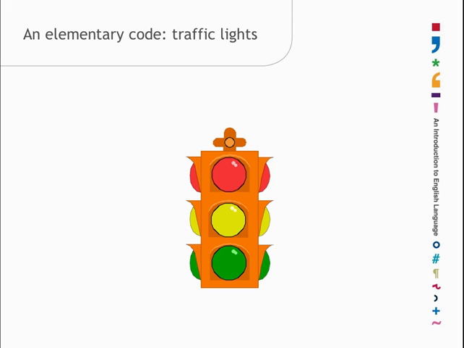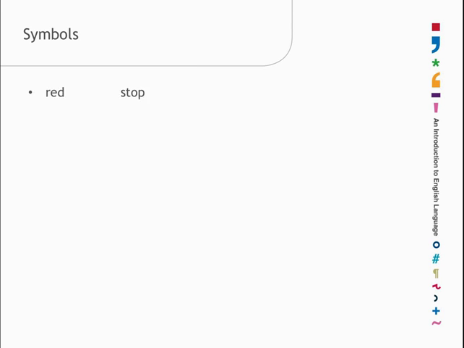What happens with these is that the traffic lights are a set of symbols. The red light, when it is switched on, when it has a light behind it, means stop, and the amber light, when the light is switched on, means prepare to stop, and the green means carry right on, which in a lot of road codes they say proceed. So when the green light is on, you may proceed.